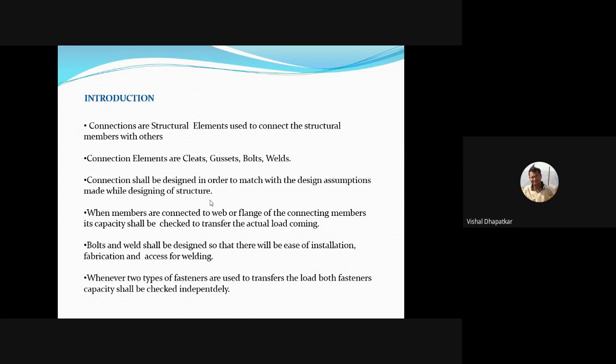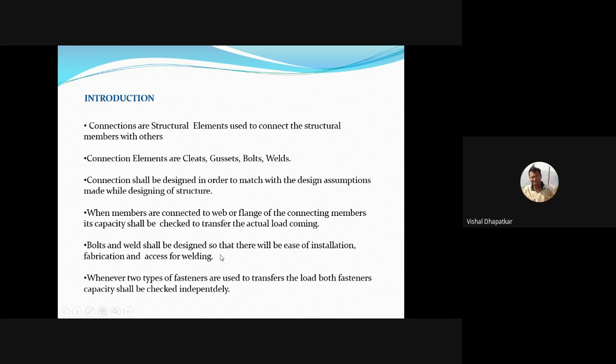When members are connected to the web or flange of the connecting members, its capacity shall be checked to transfer the actual load coming. Right? Whenever we connect a beam to a column flange or beam to beam web, during that time the capacity of that flange or web shall be checked to transfer the actual load coming on that flange or web.